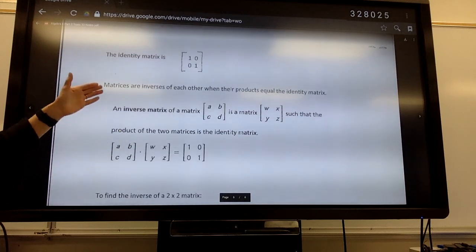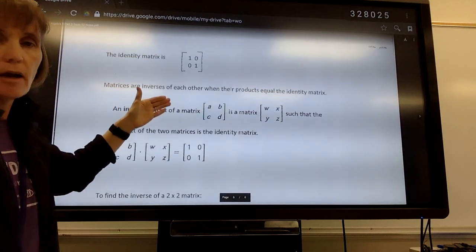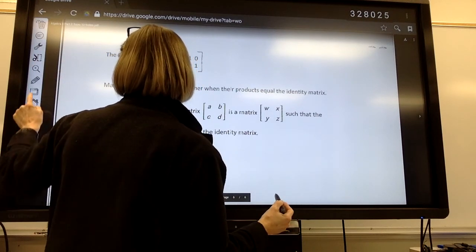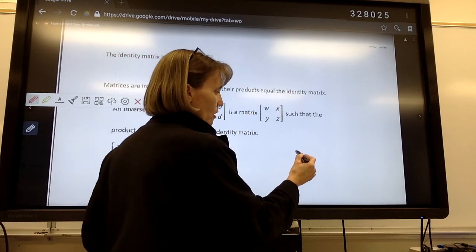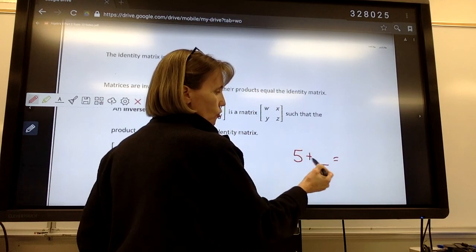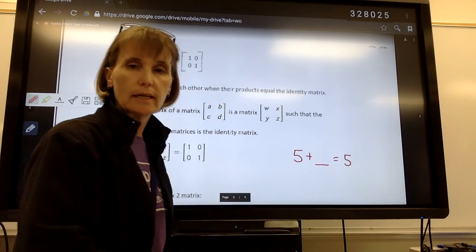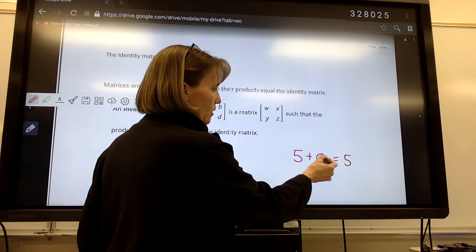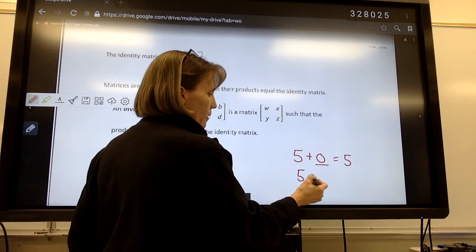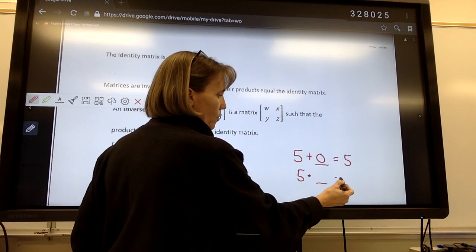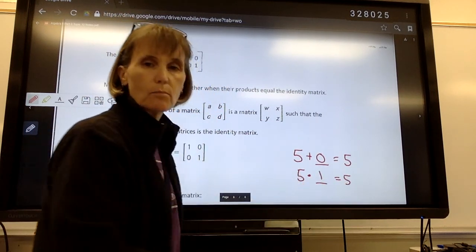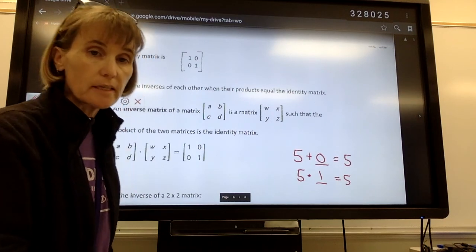Now we go on and talk about what the identity matrix is. We have identities in math, like the additive identity. Back in Algebra 1, we talked about what the additive identity was. It's what can I add to 5 so that it would keep its identity? Well, you would say 0. 0 is the additive identity. When I'm multiplying, what can I multiply a number by so that it keeps its identity? Well, you would say 1. 1 is the multiplicative identity.